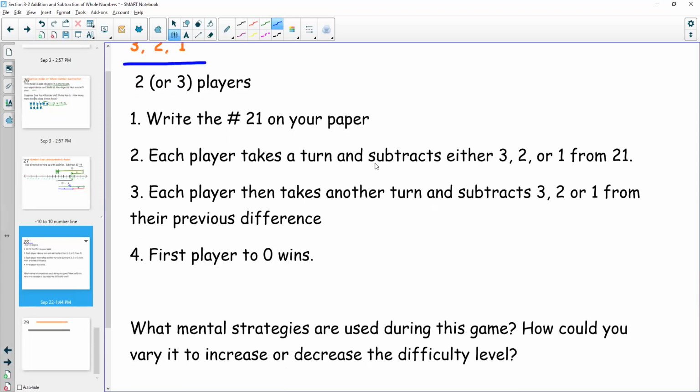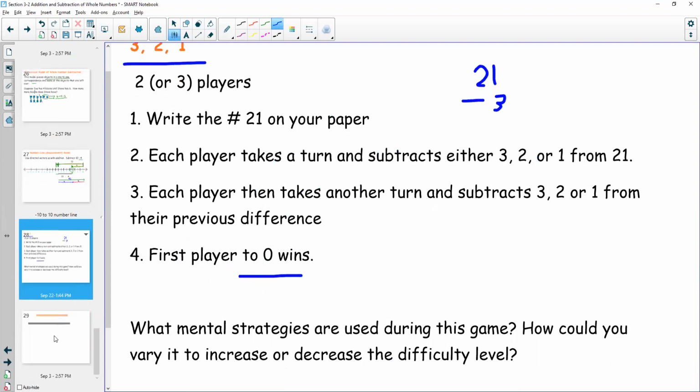There does need to be a little bit of strategy because your goal from 21 is to take turns subtracting 3 or 2 or 1 so that the person that subtracts last and gets to 0 is the winner, okay?